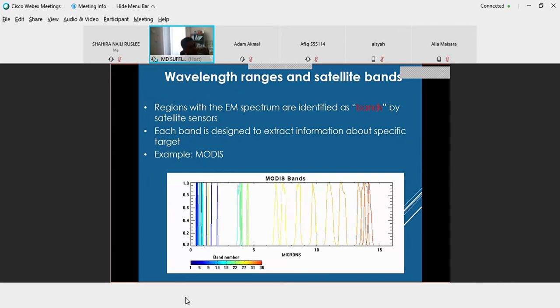So, wavelength range and satellite band. A band is a range of spectrum. If you look at Landsat, band 1 usually refers to a certain range of spectrum. For example, the blue band is actually from about 0.45 until 0.48. That is what we call a band, or a channel: channel 1, or the blue channel, green channel, or red channel. Each band is designed to extract information about a specific target.